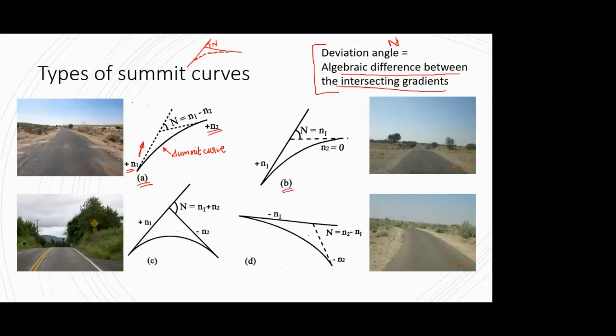Then coming to type B, in this again you have an up gradient of value plus n1, but now it is not intersecting with any gradient, but it is intersecting with a level road. So that's why you see n2 is equal to 0 in this case. In that case also you have an apex kind of formation. This should be a dotted line. So to flatten it, you will provide this summit curve. I'll just write it SC.